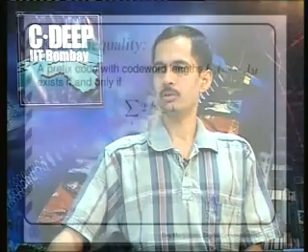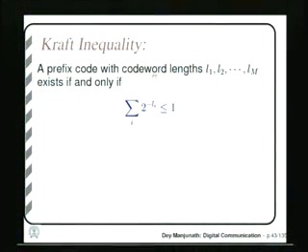So here is Kraft inequality. It says that a prefix code with code word lengths L1, L2 till Lm exists if and only if this condition is satisfied by these lengths. So if we are given a set of lengths and we want to ask whether a prefix code exists with these lengths, then we need to check only this condition. If this condition is satisfied, we know that such a prefix code exists. If this is not satisfied, we know that such a prefix code does not exist.